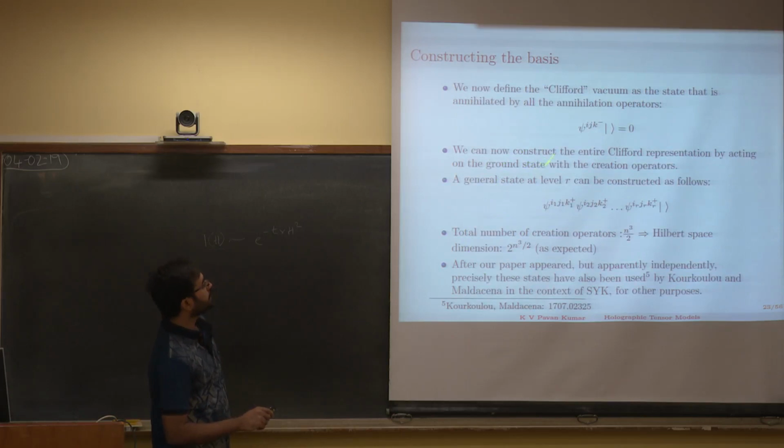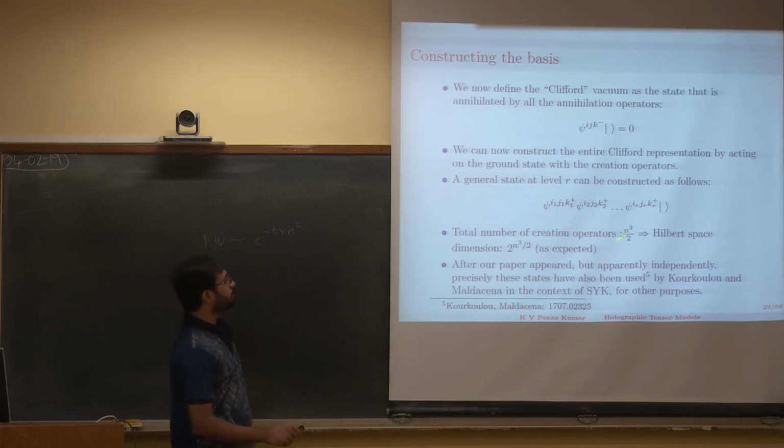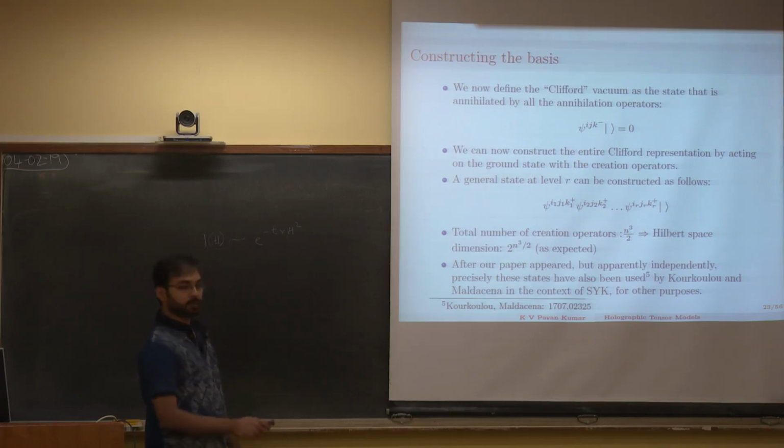Now we can construct the entire representation by acting with creation operators. So for example, at level R, a generic state would look like this. And also we know that the total number of creation operators is n cubed by 2, and this implies that the Hilbert space dimension is 2 to the power n cubed by 2, which is as expected.